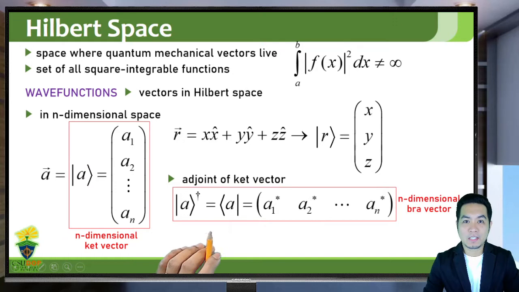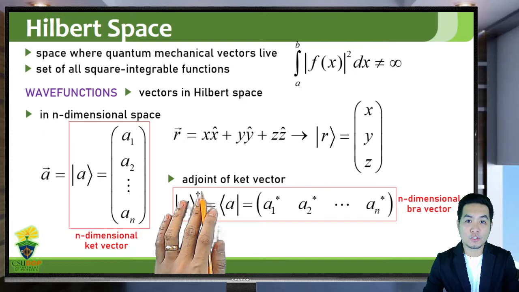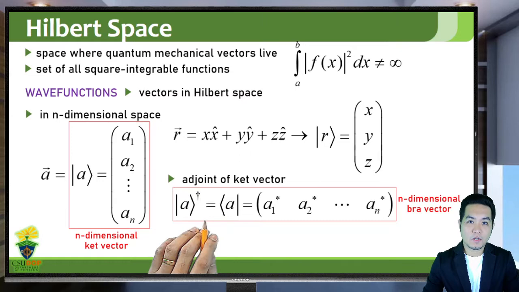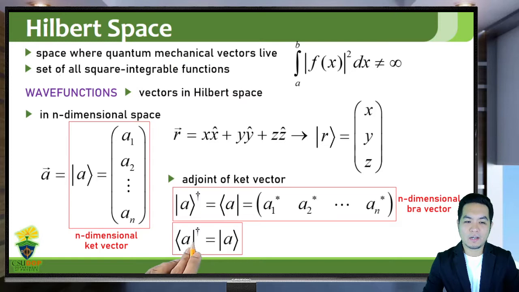Again, from your mathematical physics, adjoint means transpose plus conjugate. You take the transpose, the rows become columns, the columns become rows, and then you take the complex conjugate. In general, the adjoint of the bra is the ket, and the adjoint of the ket is the bra vector. This notation is formally known as the Dirac notation. Dirac was the first to use this notation, so sometimes it's also called the bracket notation. The bra represents row matrices. The ket represents column matrices.